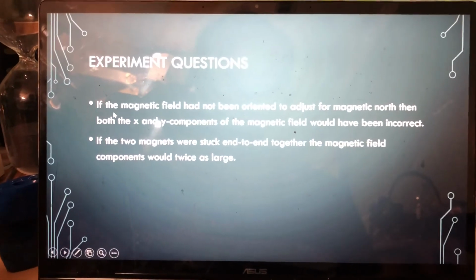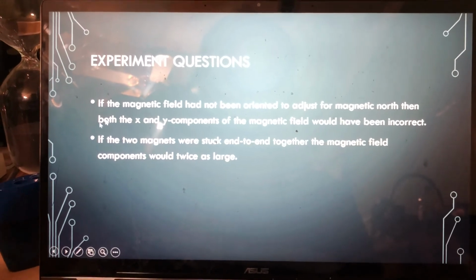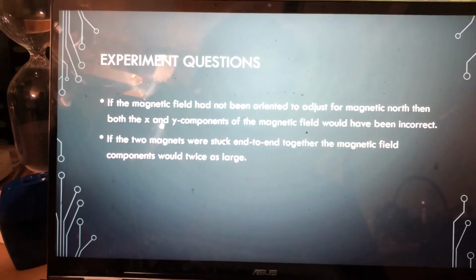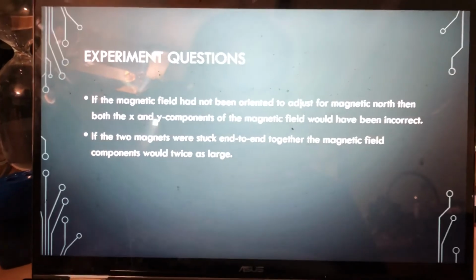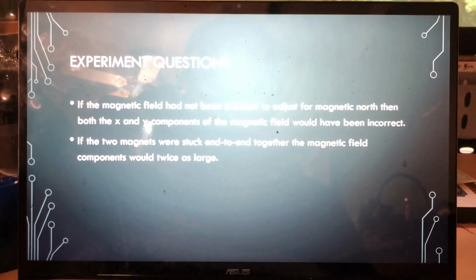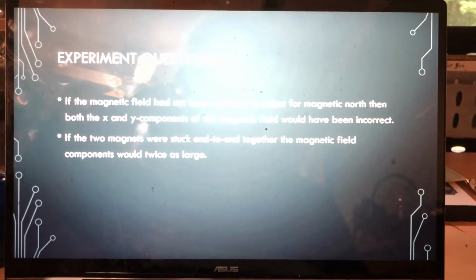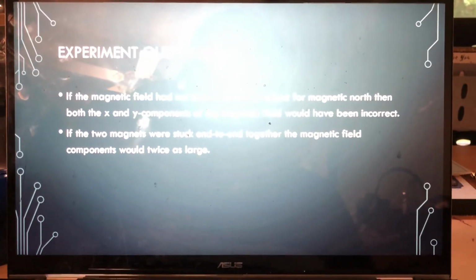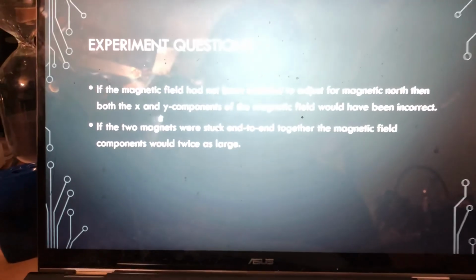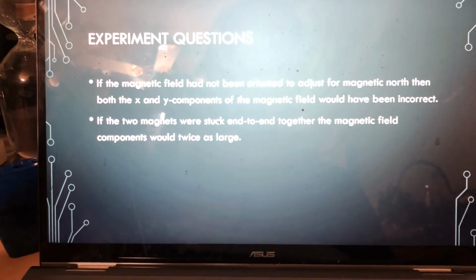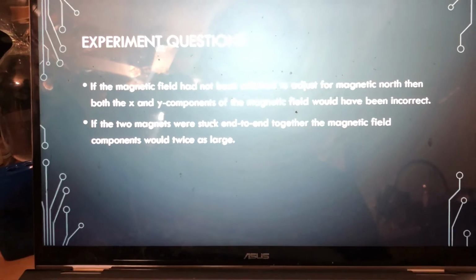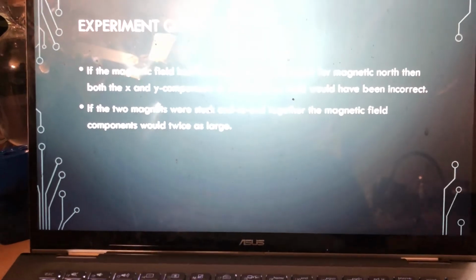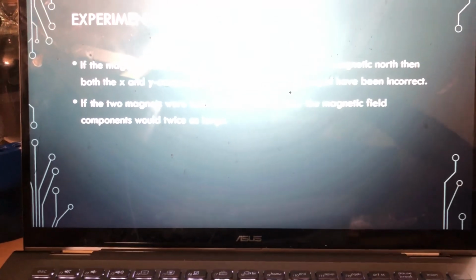If the magnetic field had not been oriented to just the magnetic north, then both the x and the y components of the magnetic field would have been incorrect, and whatever angle was used would have changed how these two components would have changed in comparison to magnetic north. And if the two magnets were stuck end to end together, the magnetic field would have been twice as large.